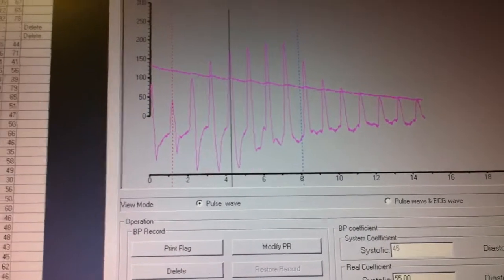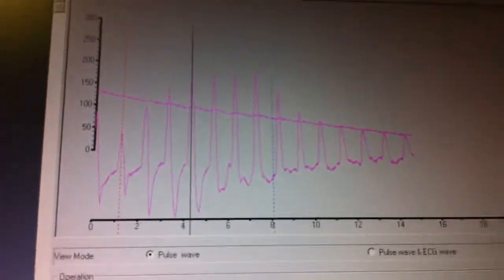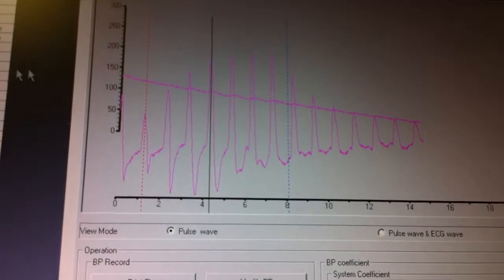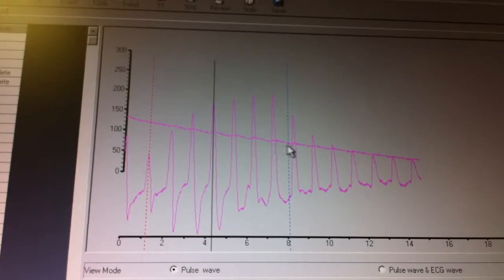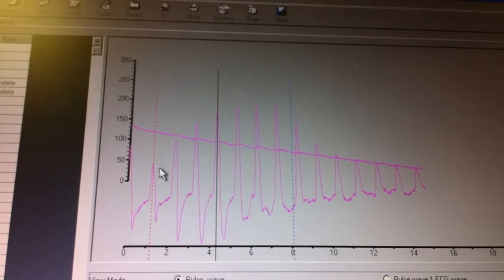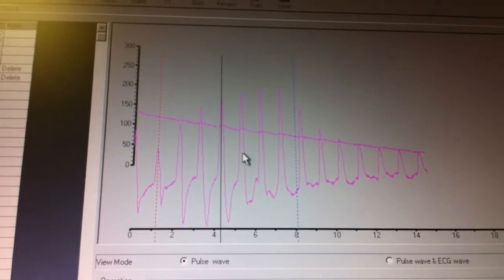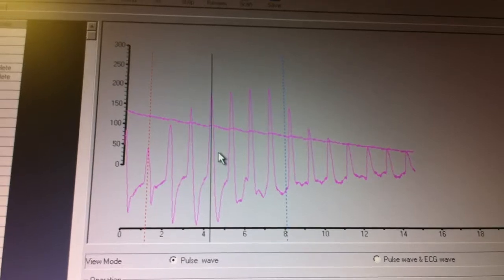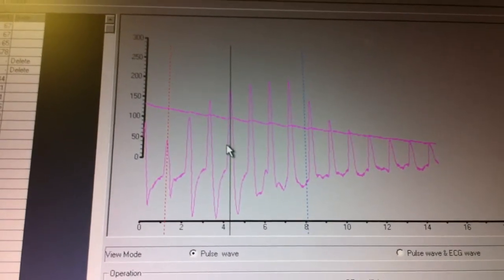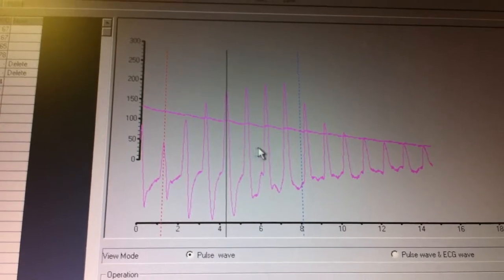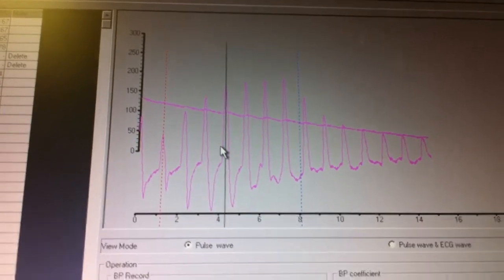The 3 lines on the wave here correspond to the mean pressure, the peak systolic, and the diastolic values. These can be changed, which will alter the blood pressure values, but generally the mean is usually going to be placed on the highest corresponding oscillation.